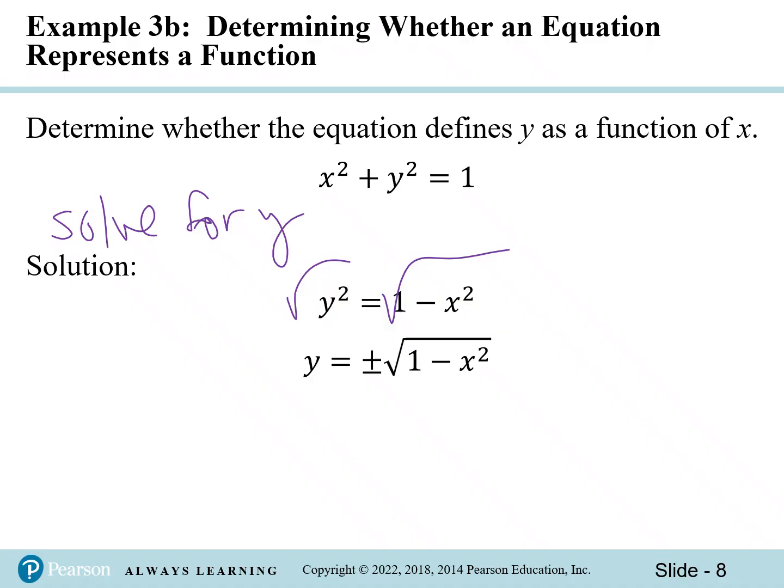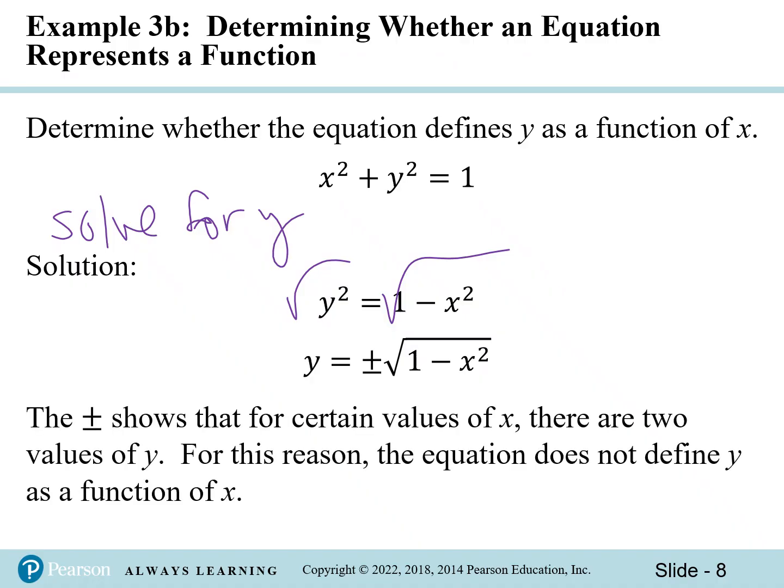So is this a function or not? Well, this is not, because when we have plus or minus, that means I have two separate values, the positive of the square root of 1 minus x squared and the negative of the square root of 1 minus x squared. So I have two answers. If I have two answers, it cannot be a function. And if you remember from geometry, x squared plus y squared equals 1 is the equation of a circle with a radius of 1 and a center at the origin.